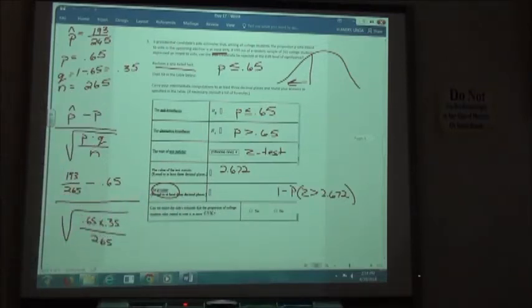Is it this P? This one? 1 minus p of z. So yes, it is that one, and we're going to do 1 minus that. 1 minus first, if we want to put it all in at once. Did you get that number already? 1 minus p of z is less than or equal to our test value 2.672, equals. There we go, that's the right number. Did you figure that out?